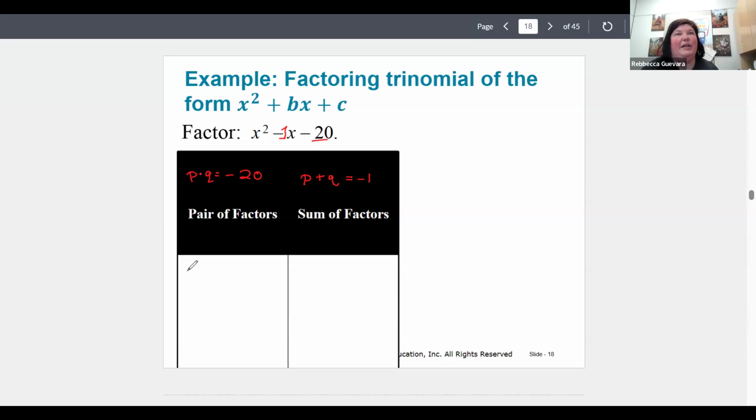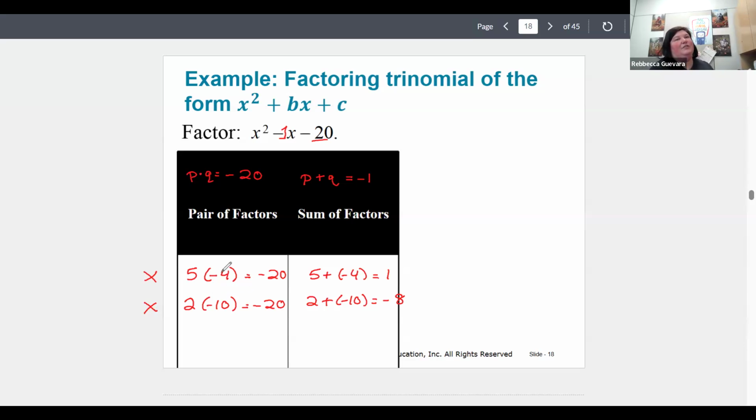Let's see what things we could try. Well, let's try 5 times negative 4. That will give me negative 20. However, 5 plus negative 4 is going to give me positive 1. So it doesn't work. Well, we can try 2 and negative 10. That'll give me negative 20. But 2 plus negative 10 is going to give me negative 8. That doesn't work.